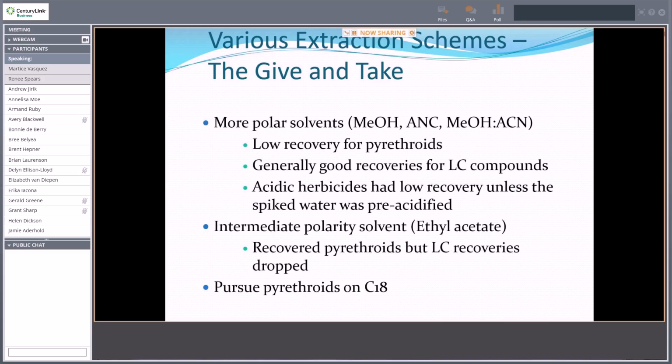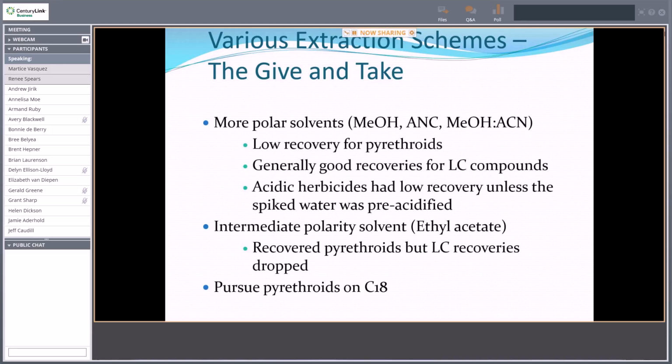Another thing that we noted was that the acidic herbicide compounds, unless we pre-acidified that water prior to loading onto the cartridge, we were getting low recoveries. In the laboratory, if you submit a water sample, the lab can modify the water sample to optimize analyte recovery during the extraction for compounds such as acidic herbicides. But if the laboratory isn't able to do that and you're just relying on the pH of the sample and the environment, you're not going to get good recoveries.